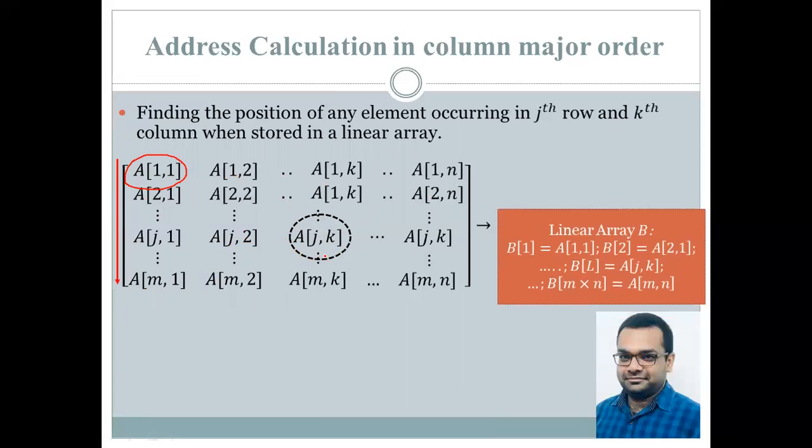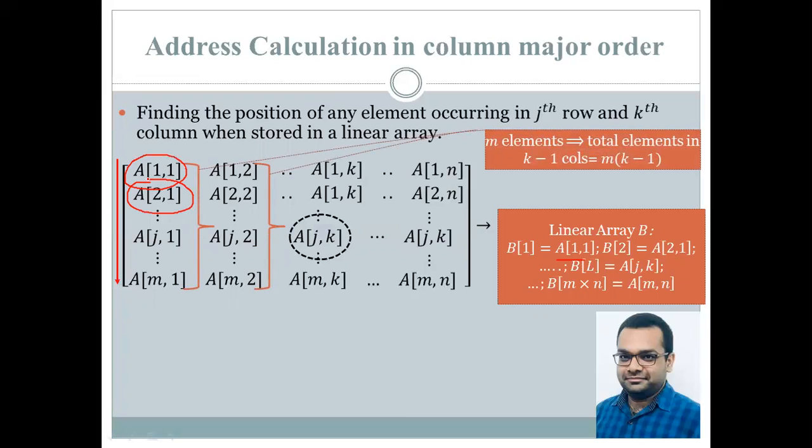Let's see how. Now, as discussed before, in the column major order, all these values will be stored in the form of a linear array, where b1, that is the element at the first index of array b, will be a11. Then the element at the second index will be a21, that is this, and so on.